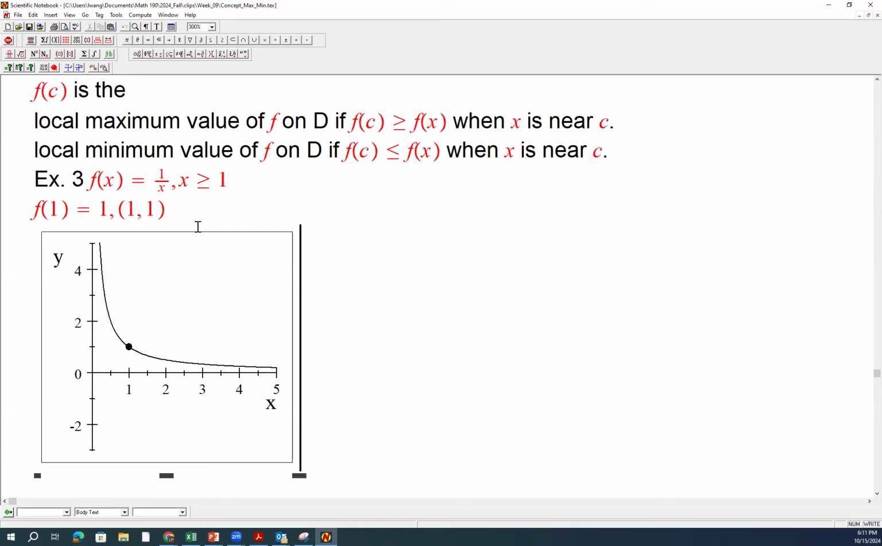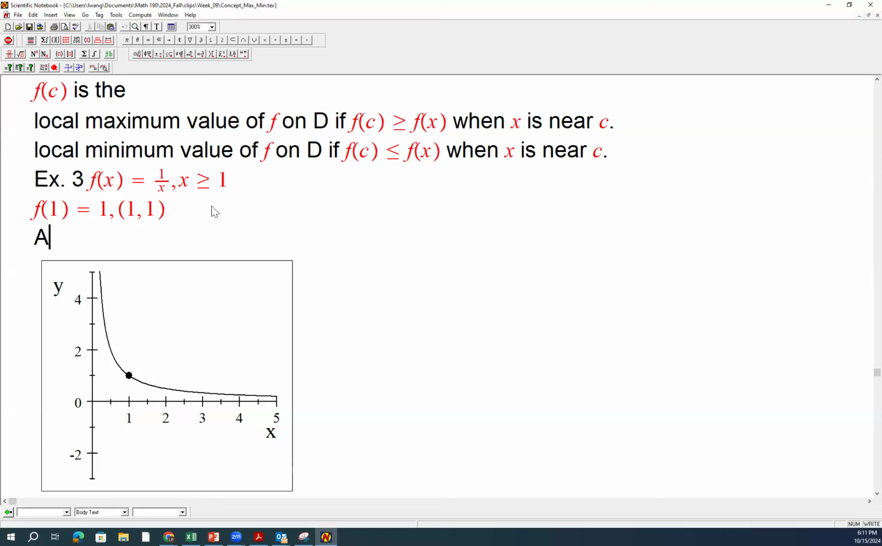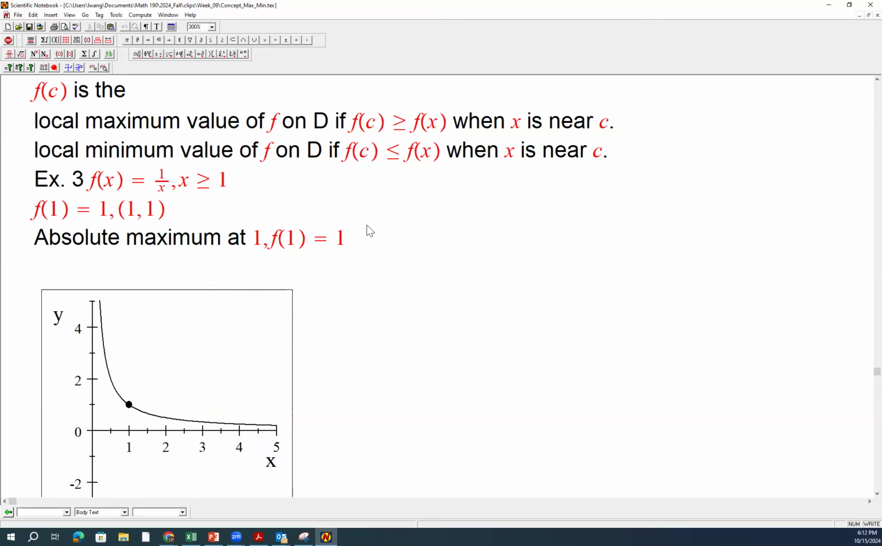We have an absolute maximum at 1, and of course f of 1 equals 1. But do we have an absolute minimum? You can see the curve will get lower and lower and lower.